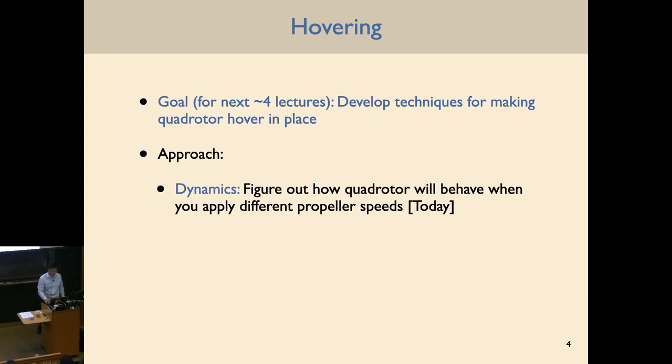hover in place. And the approach that we're going to take, you can think of as a 2-part approach. The first part has to do with dynamics: figuring out how the drone moves, how the drone behaves when you apply different commands to the propellers. If you ask the propellers to move at different speeds, what impact does that have on how exactly the drone moves? That's the study of dynamics.